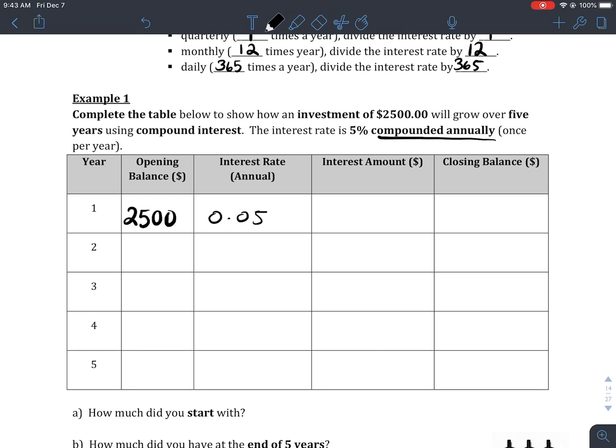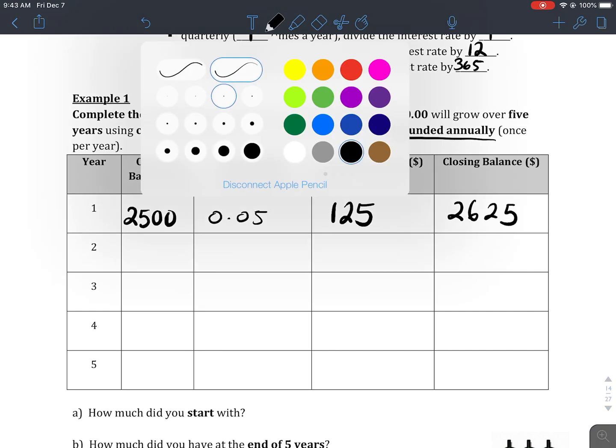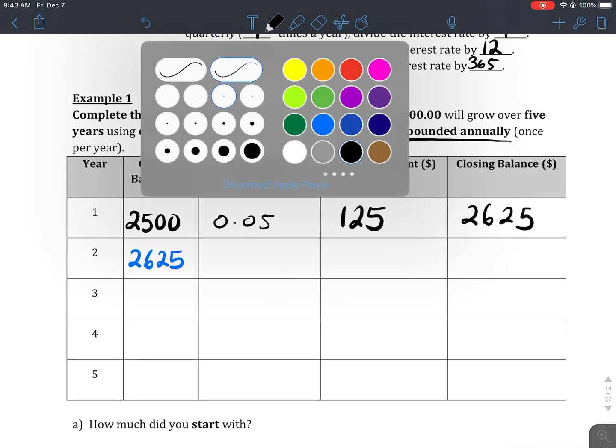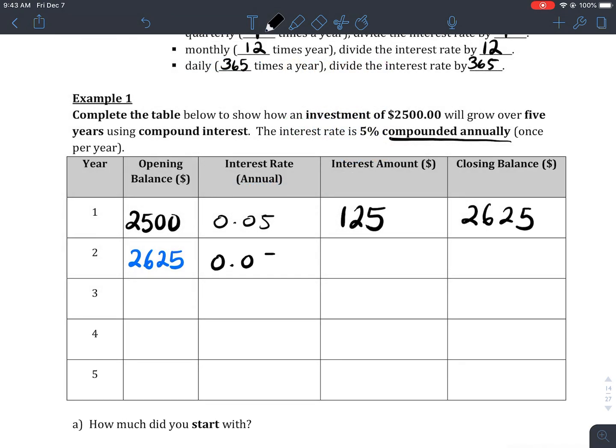Our interest amount, then, you're going to take the interest rate of 0.05, multiply it by your principal, which is $2,500, very much the same way we did for simple interest. And our closing balance, you're going to add your principal to your interest just like before. So if you remember our chart from last time, the first row is going to be identical. Now our year 2 opening balance is going to be the same thing as our year 1 closing balance. I'm using my new total because I have to get paid interest on top of interest.